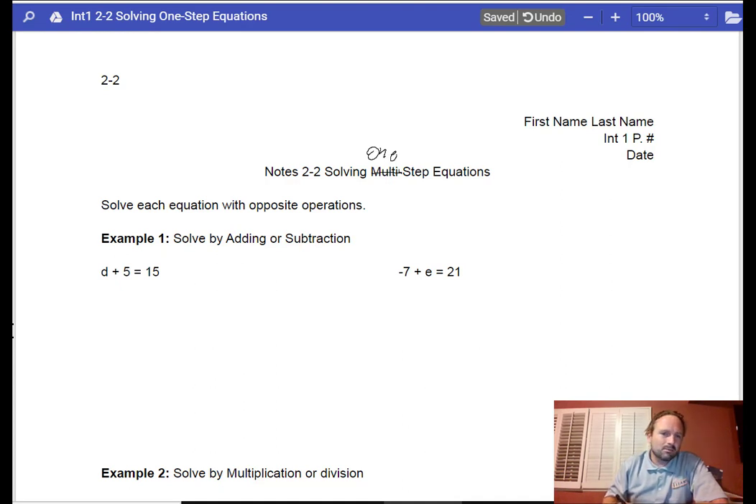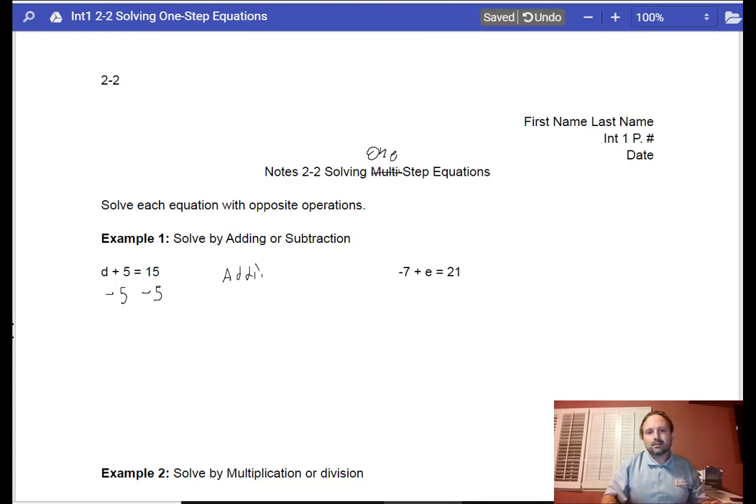So here's the example. We can solve with addition or subtraction. And we look at what's happening to the variable. If you look right here, we see d, we see plus 5. All right, what is the opposite operation of plus 5? It's going to be subtract 5. And we have to make sure that we do it on both sides. This is what we call the addition property of equality.